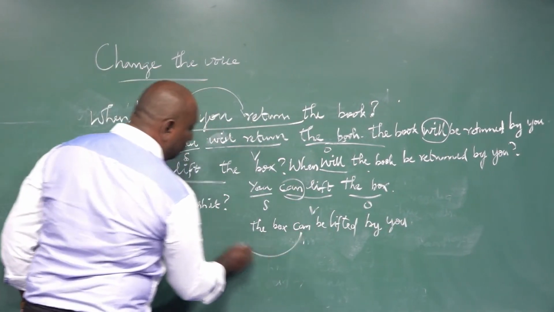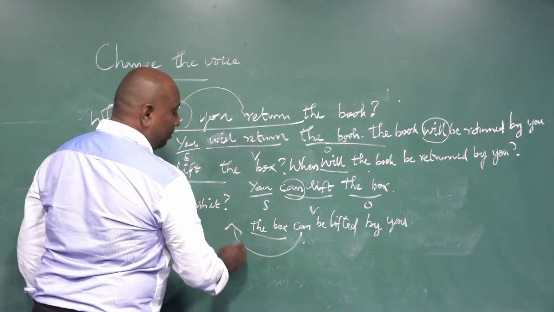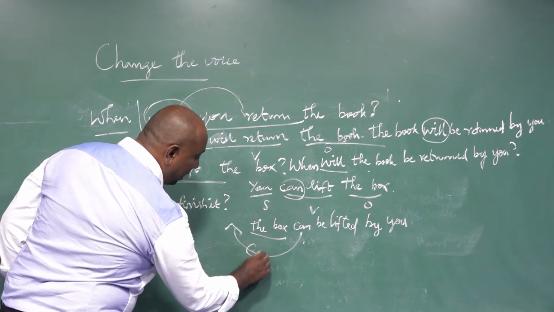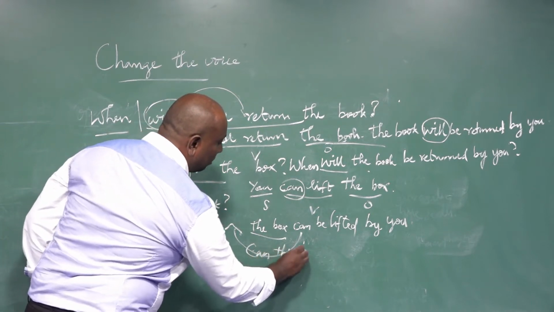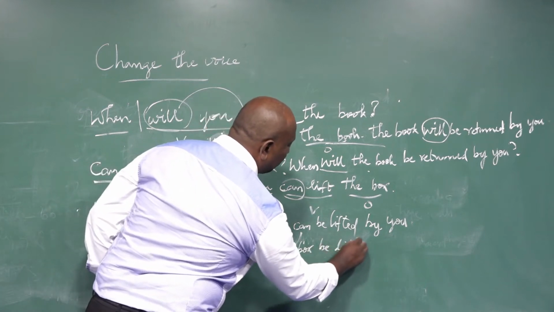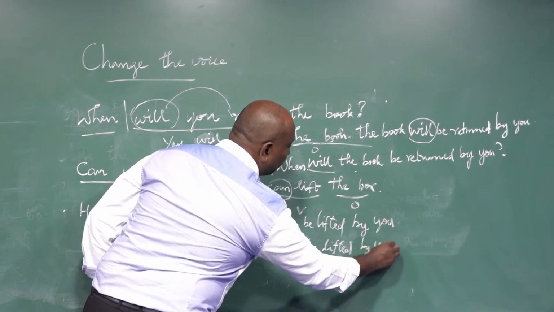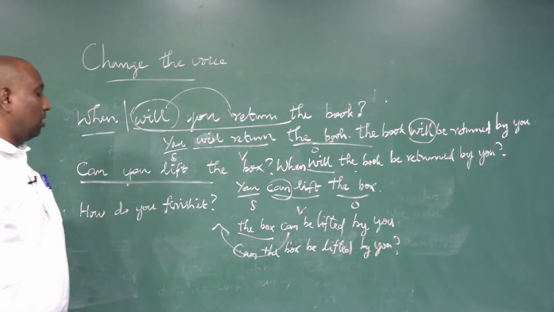So how do we make it a question? The auxiliary should be written before the subject. If you write it here, this will become a question. So what is the question? Can the box be lifted by you? It's a question. So this is the way we have to write it.